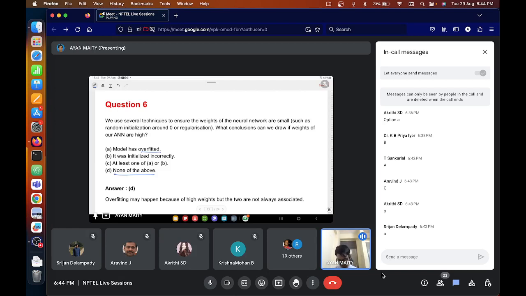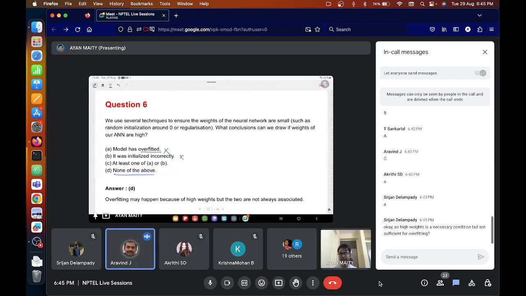And option B says it was initialized incorrectly. Even if the weights are initialized incorrectly, that doesn't mean it would have high weight values. So we cannot conclusively say that because of incorrect initialization this has happened. Is there any... I'm not able to hear you properly. Can you... What could be reasons? I mean, let's say there is an ANN and the weights... So yeah, these options are not correct reasons for that.